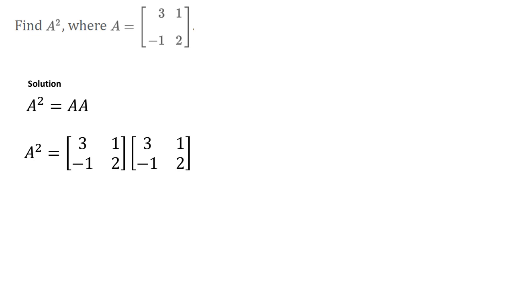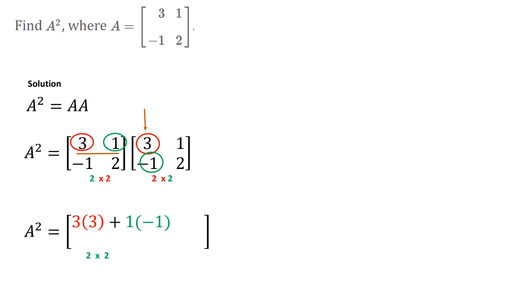Okay, so again, this is a 2 by 2 matrix. My result is going to be a 2 by 2 matrix. All right, so let's do the multiplication. The way we multiply is row times column. So we have 3 times 3 plus 1 times a negative 1. That is the address of the 1 1. Row 1, column 1 is this address 1 1.